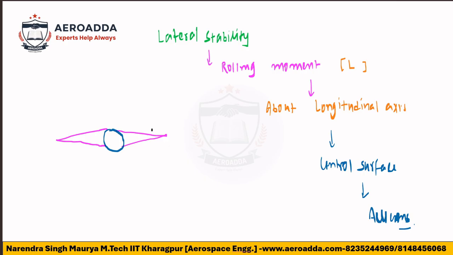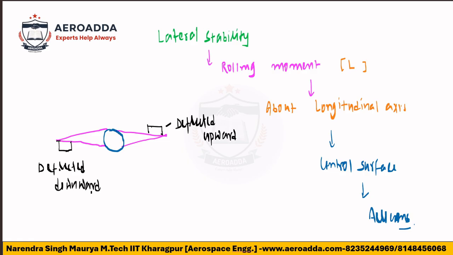So think about it. Suppose the aileron here is deflected up. To make it roll, this other aileron should be deflected downward. You think about it, you will understand. So deflected upward this side, deflected upward, and here it is deflected downward. Think about it. So what will be happening here?